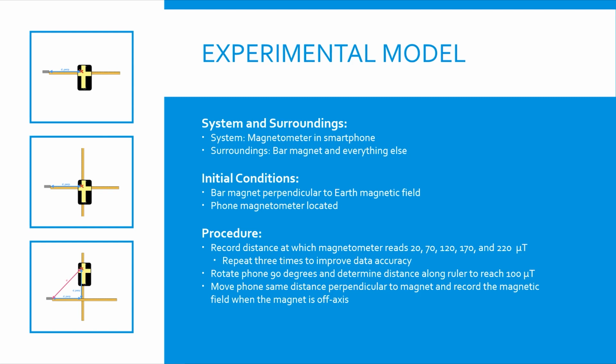The procedure of the experiment can be split into 3 parts. First, I recorded the distance along the ruler at which the bar magnet produced 20, 70, 120, 170, and 220 microtesla in the phone magnetometer. Next, I rotated the smartphone 90 degrees and determined the distance on the same ruler at which the magnetometer reads 100 microtesla. Finally, the smartphone was moved the same distance but perpendicular to the magnet, as shown in the final image on the left.